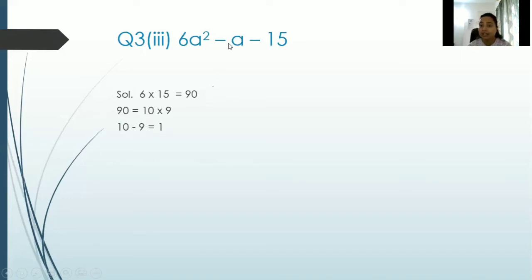So here is a 1. If nothing is written there, it means the 1 is here. It is 1a. So how will we write it? See, 6a square minus (10 minus 9)a. Whenever minus is here, please put the small bracket, because most of us make the mistake when there is a minus, because minus changes the sign. So please apply this bracket. Don't go for shortcuts. Okay?